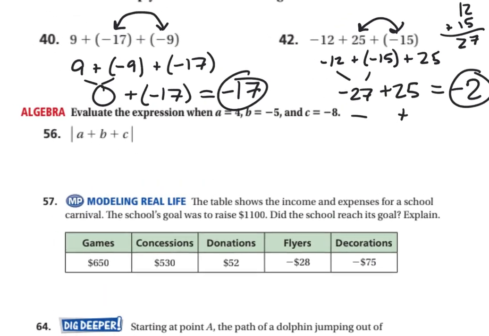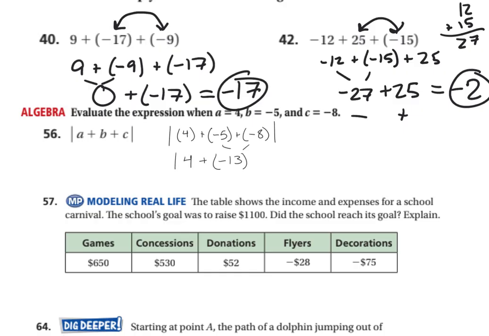Right, for 56, it says evaluate the expression when A is 4, B is -5, and C is -8. Basically, anytime we see a letter, we're just going to put in the number it tells us. So I get 4 plus -5 plus -8. We can combine some things in here really quick. I see two negatives right next to each other. I'm going to add them. -5 plus -8. Add the two numbers, 5 and 8 is 13. Keep the sign, so -13.